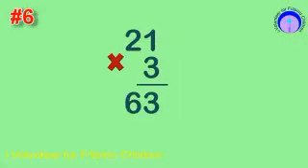Item number 6. Kindly read the sentence twice. 21 times 3 is equal to 63. Kindly read.